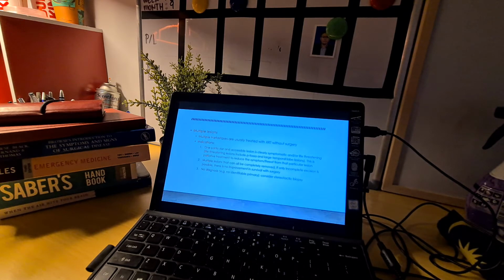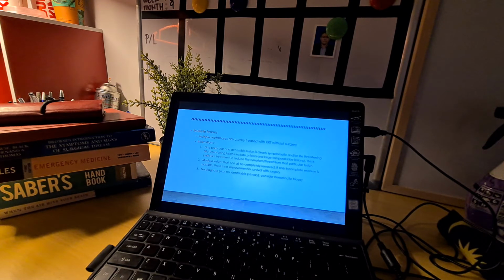Indication: one particular accessible lesion is clearly symptomatic or life-threatening. Okay, life-threatening lesions include the posterior fossa and left temporal lobe lesion. This is a palliative treatment to reduce the symptom or threat from that particular lesion. And multiple lesions that can all be completely removed. If only a complete excision is possible, there is no improvement in survival with surgery.